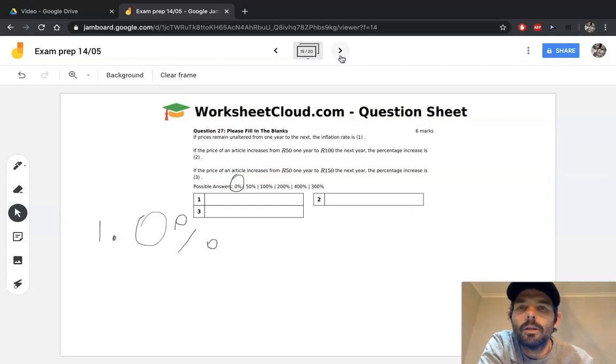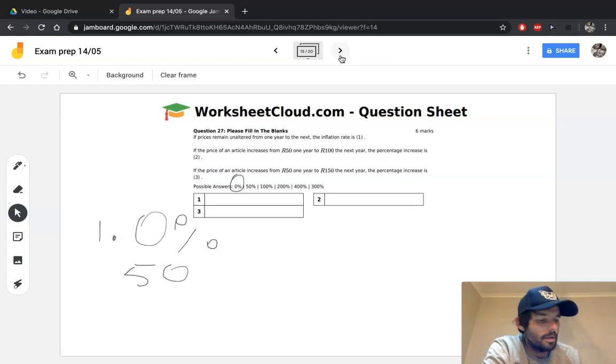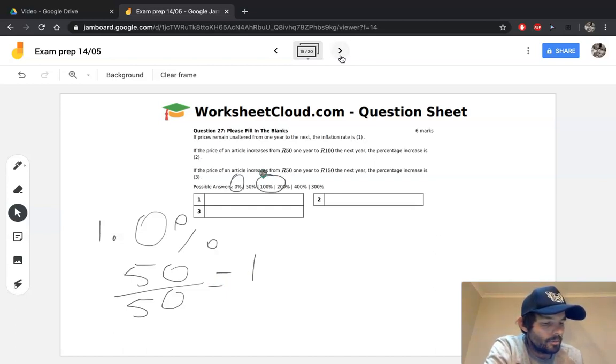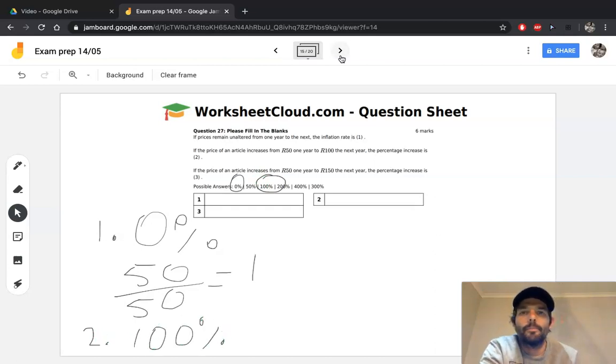If the price of an article increases from 50 Rand one year to 100 Rand the next year, the percentage increase is, let's work this out. It's increased by 50 Rand, and as you know from the lesson that we did on percentage increase and decrease, the increase or decrease is always put over the original amount. That is equal to 1 whole, and we know that 1 whole is equal to 100%. So your second option is 100%.